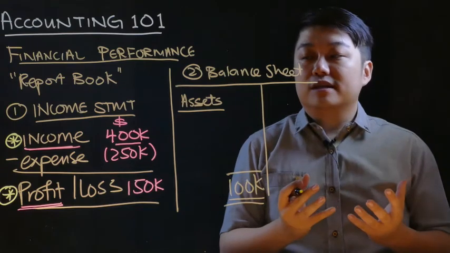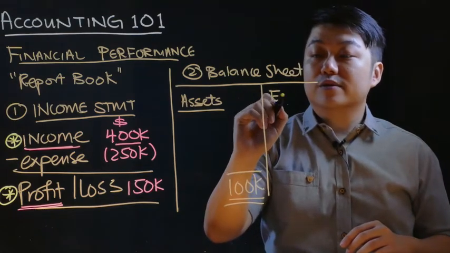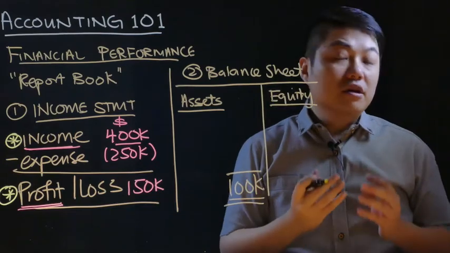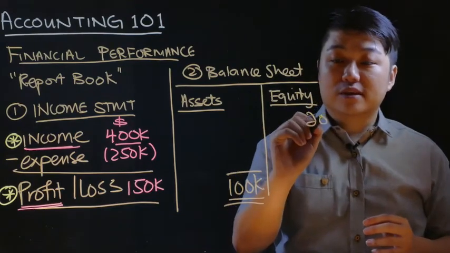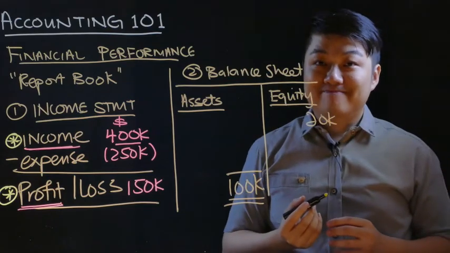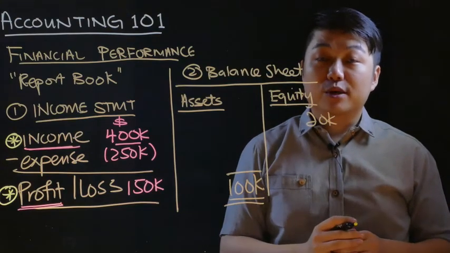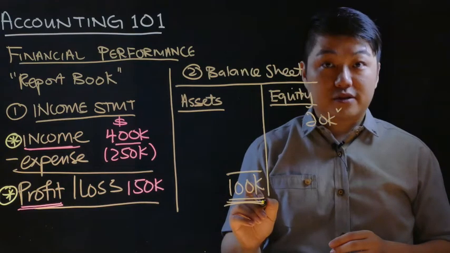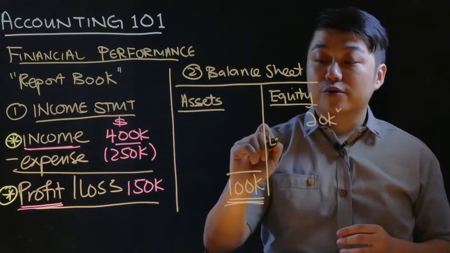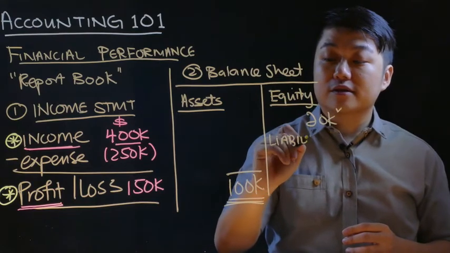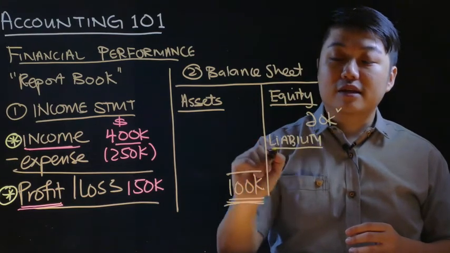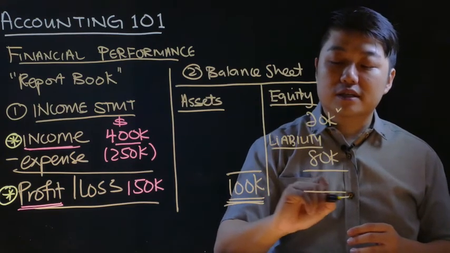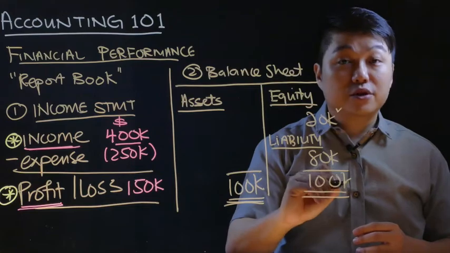There's only two sources of funding. Number one, it comes from the owner, which is what you call equity. Now, if Caleb only has $20,000 to start the restaurant, what does he need to do? He needs to borrow. And how much does he need to borrow if he only has $20,000 when the setup costs $100,000? He will need to borrow $80,000. This is what we call liabilities, and that's $80,000.